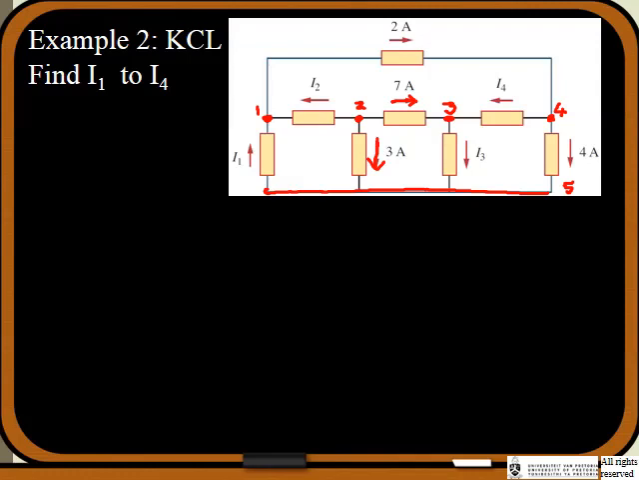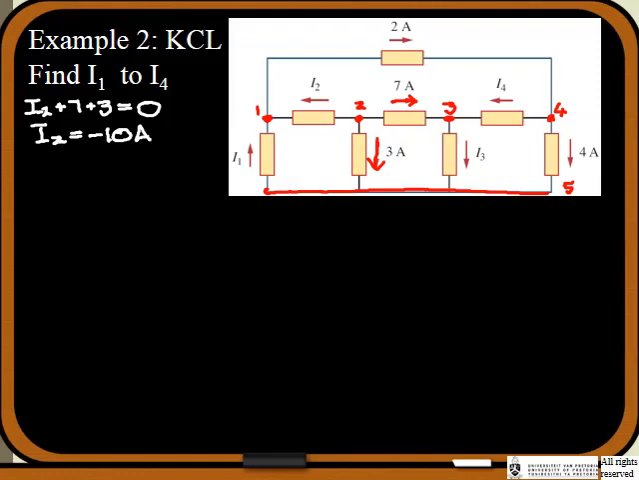So we're going to write it out so that all the currents are going out. So what are the currents going out? I2 is going out, plus we've got 7 amps going out, plus we've got 3 amps going out, and that must all equal 0 amps. So what does this mean? This means that I2 is actually how many amps? Minus 10 amperes.